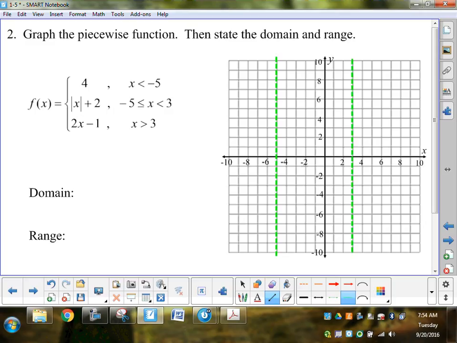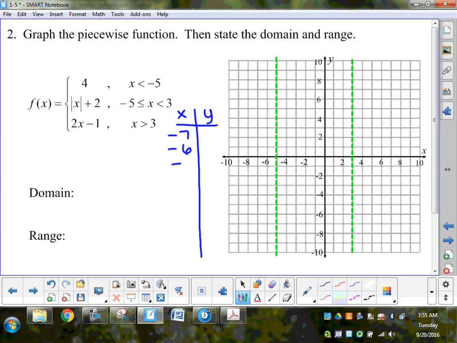Now, keep in mind, when you give out your final graphs, you're going to be ignoring those lines, and they shouldn't be on your paper. This first one is going to be hopefully kind of easy. If I'm building out a table of x, y values, this first piece I'm going to use for everything where the x's are less than -5. So let's say we'll use -7, -6, and -5.